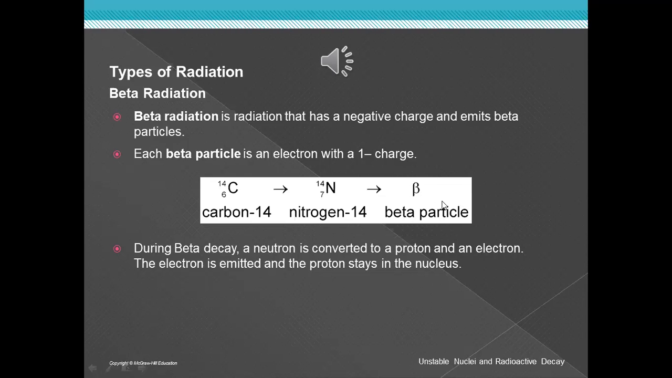Understand me? So we said that beta radiation is radiation that has a negative charge and emits beta particles. Each beta particle is an electron, so its charge is -1. During beta decay, a neutron is converted to a proton and an electron. The electron is emitted, and the proton stays in the nucleus. So beta particles are similar to electrons because they have a -1 charge. Understand me, guys? Any problem till now?